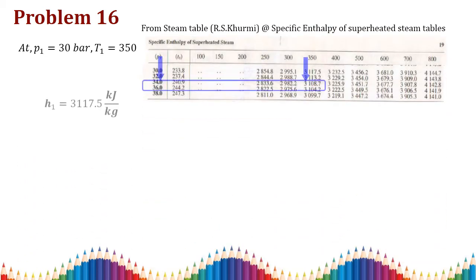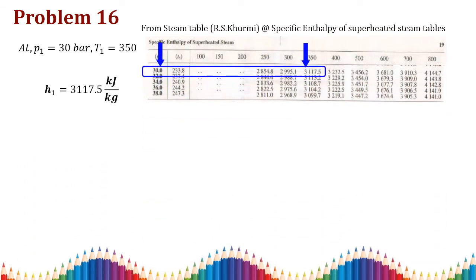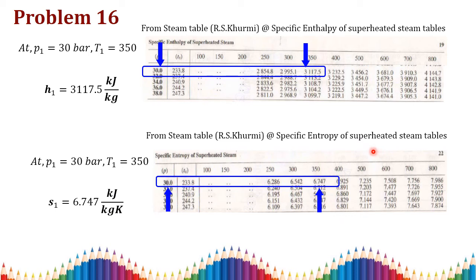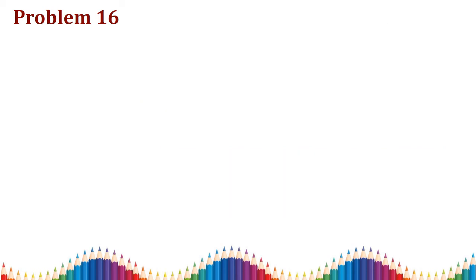And again from the steam table, the specific enthalpy of the superheated steam: you apply the pressure 30 bar and temperature T1 equal to 350 degrees Celsius, and you can take the value of the specific enthalpy H1 as 3117.5 kilojoule per kilogram. Then we need to take the specific entropy, also in the superheated condition. At pressure P1 equal to 30 bar and temperature T1 equal to 350 degrees Celsius, the specific entropy S1 is 6.747 kilojoule per kilogram Kelvin.